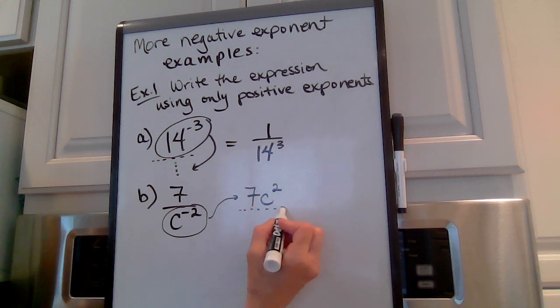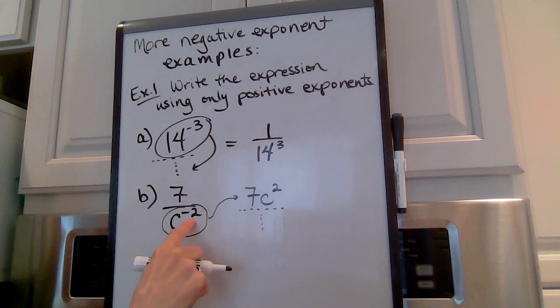And now you can see that it's sitting in the numerator right where it belongs. Once you put it where it belongs, you switch it from a negative exponent to a positive exponent. All right, let's look at one more.